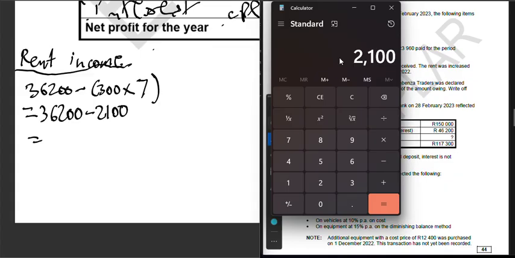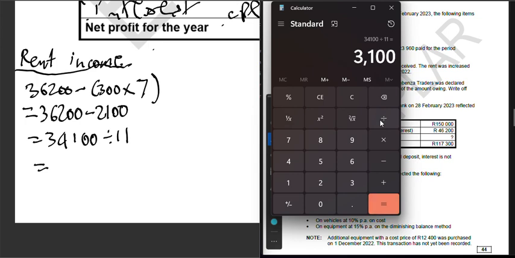We are going to do the calculation now of 36,200 minus 2,100. This is the rent for the whole 11 months without the increase. This is 34,100. We're going to divide this by the number of months that we have. In this regard it is not 10, but rather 11. So it's going to be 11 months. And then we know how much rent per month was before the increase. So we have 34,100 divided by 11.